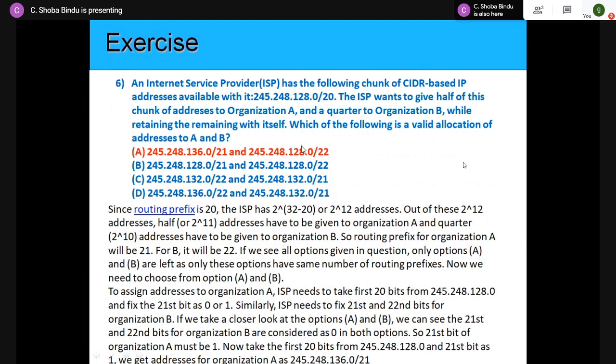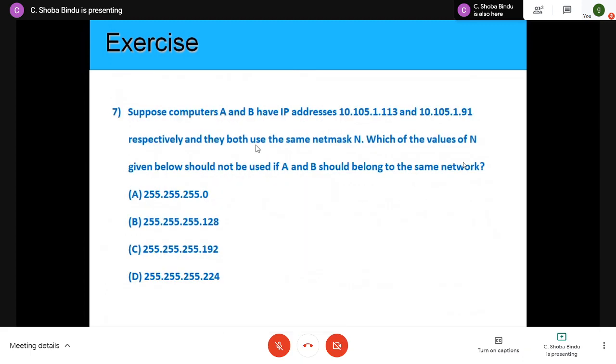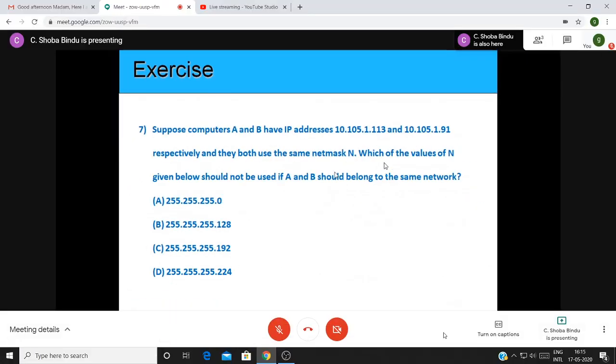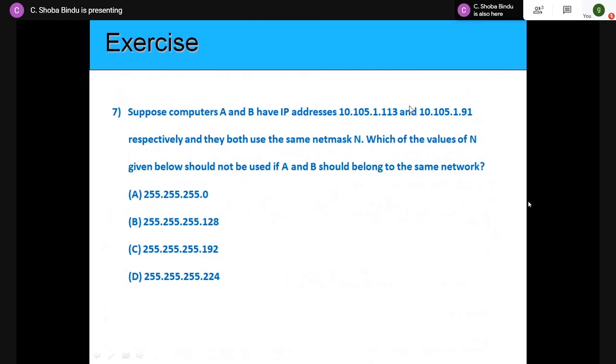Suppose computers A and B have these two IP addresses respectively, and they both use the same mask n. Which of the values of n given below should not be used if A and B should belong to the same network? When A and B belong to the same network, when you apply the network mask to these IP addresses, it should result in the same value. So you apply it and check whether they result in the same values or not.